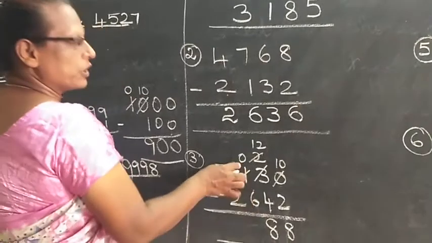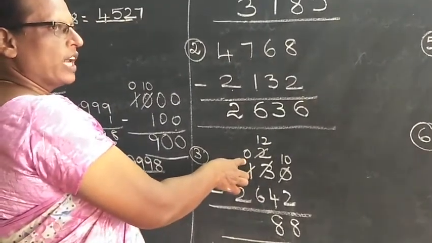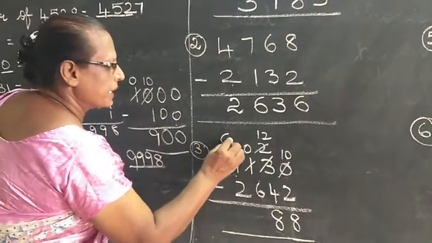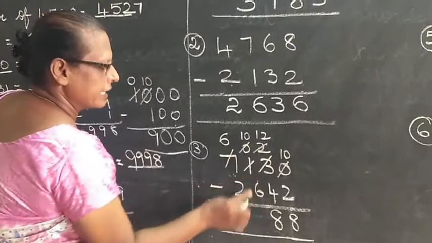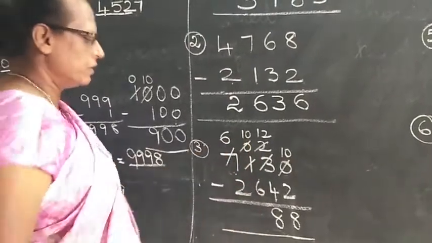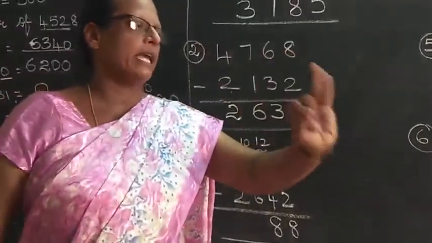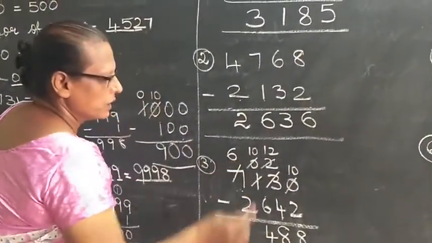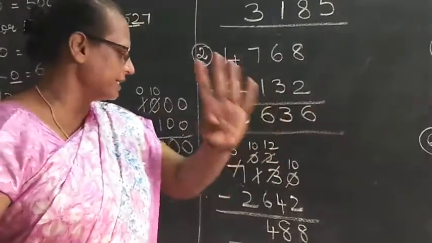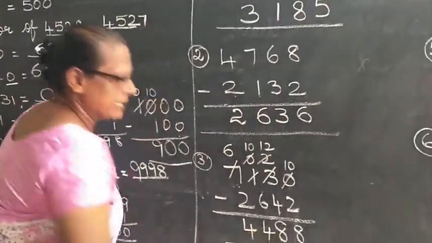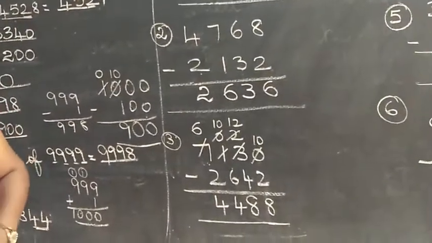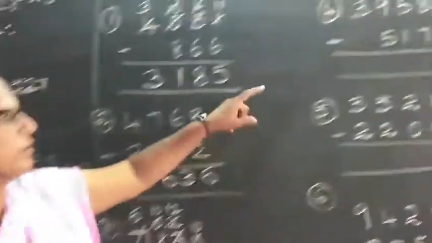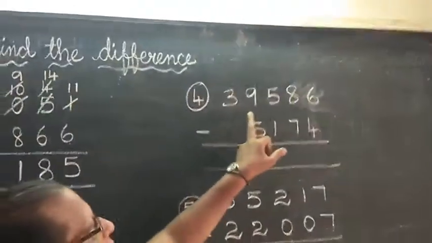And from 6 can you count up to 0? No. It's a smaller number, isn't it, children? So what do you have to do? You have to borrow from 7. 7 will become 6 and this 0 will become 10. Now you count, children, after 6 to 10. After 6: 7, 8, 9, 10. 4. After 2: 3, 4, 5, 6. 4. So what's the answer, children? 4,488. 4,488. And coming to the fourth sum.